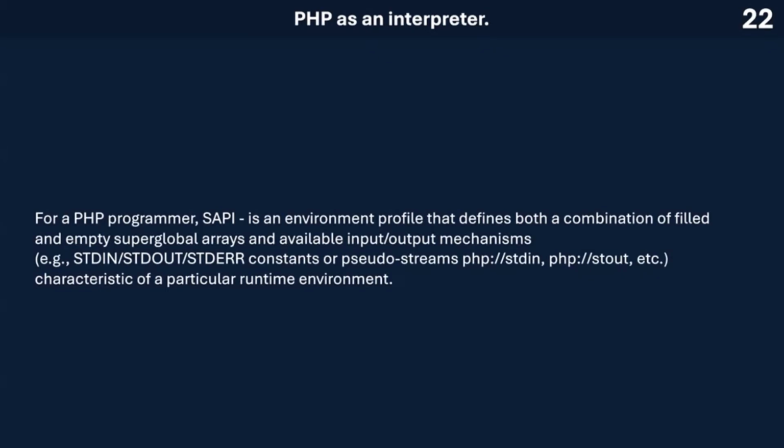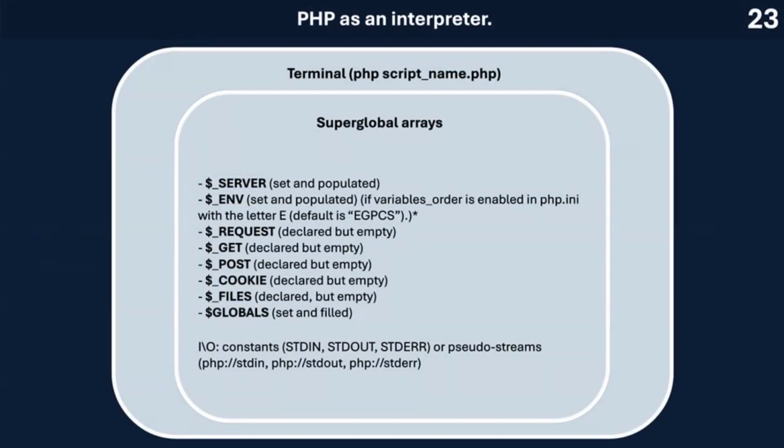For a PHP programmer, SAPI is an environment profile that defines both a combination of filled and empty superglobal arrays and the available mechanisms for working with input and output. For example, the constants STDIN, STDOUT, STDERR, and the pseudo-streams php://stdin, php://stdout, etc., which are specific to a particular environment and launch. SAPI creates an environment profile in the corresponding environment. And since there are several launch environments, there are also several possible SAPIs. Let's look at this in a little more detail.